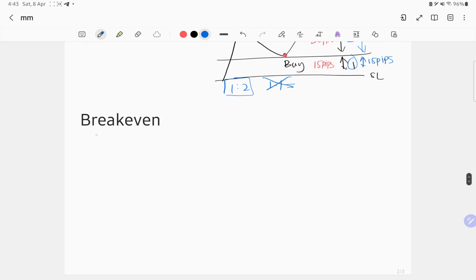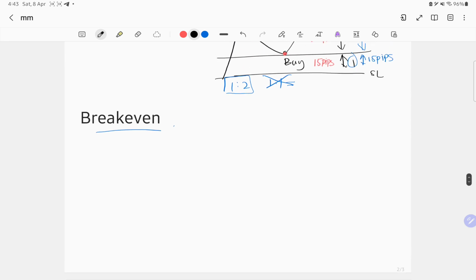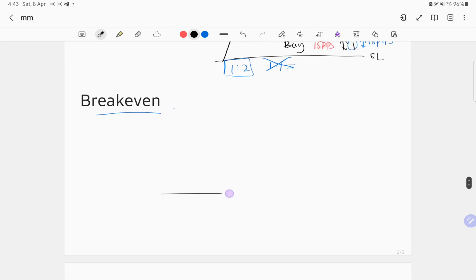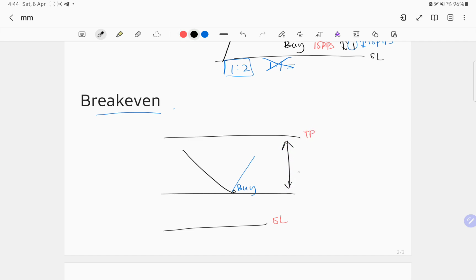So what is break even? This part most of the traders won't be doing, since they are more confident in their trade. For a simple explanation, let's say you are making another entry here. You buy here, the price is already here, and then your SL is here, your TP here. Let's say the distance between these two is around 100 pips. Price has already traveled around 60 pips. We are not sure yet whether these 40 pips will be covered or not.